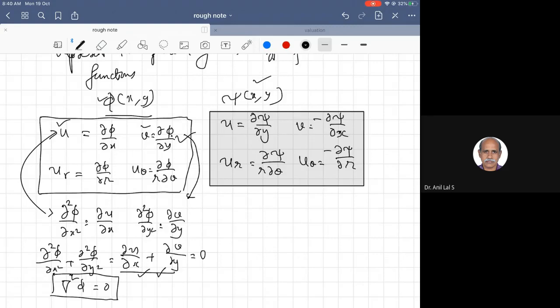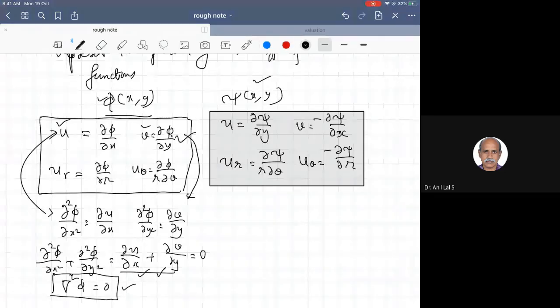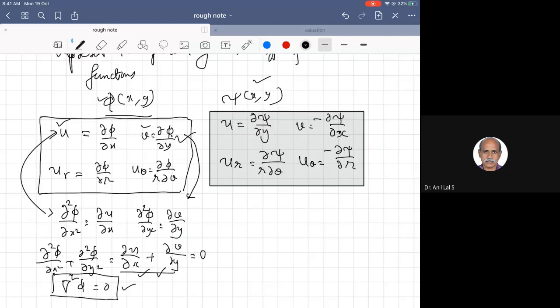Now come to the stream function. So here that means phi is a function that satisfies Laplace equation. So such functions are called harmonic functions.